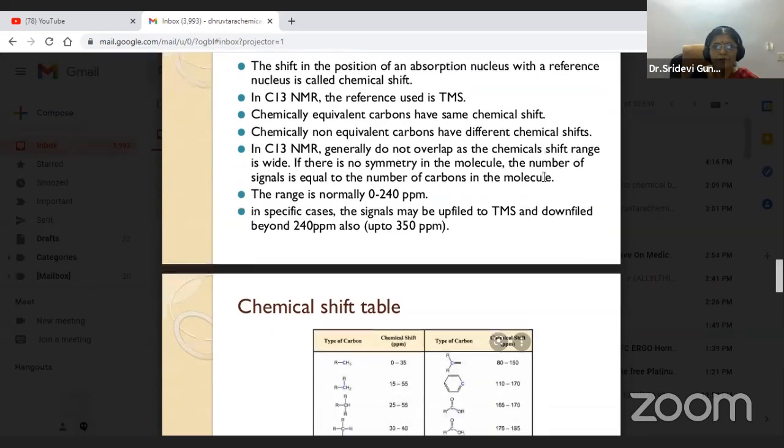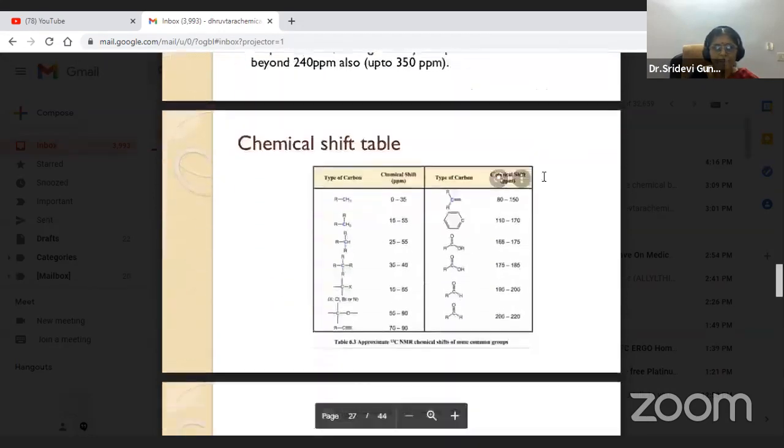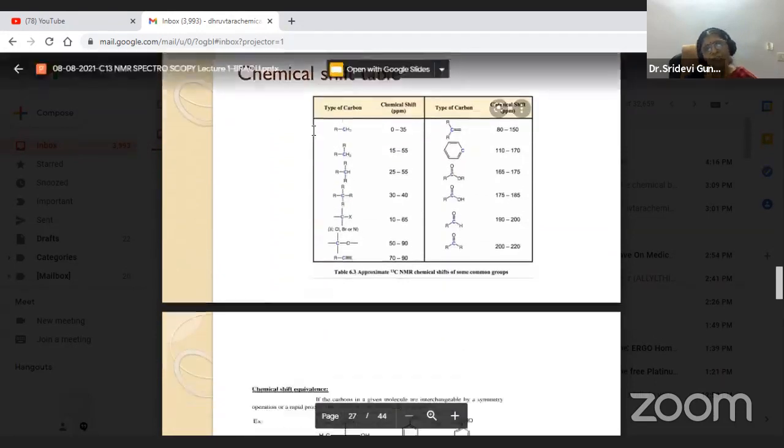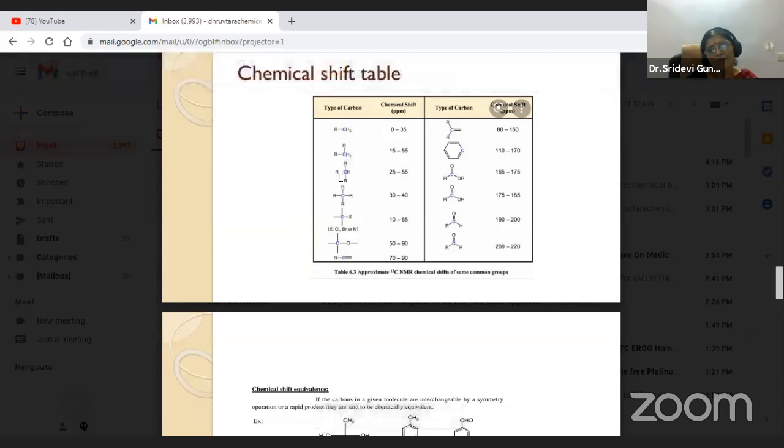What is the reference signal used? It is the TMS. I have given you a general range of chemical shift table. For a CH3 carbon attached to R, it is anywhere between 0 to 35. It's an approximate range only. The secondary carbon is 15 to 55, slightly more. The tertiary carbon is again 25 to 55, 60. And a quaternary carbon is 30 to 40.